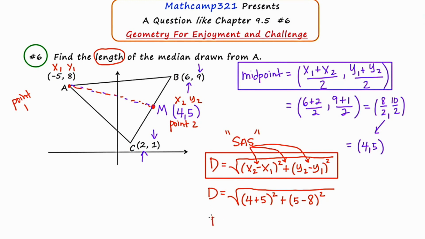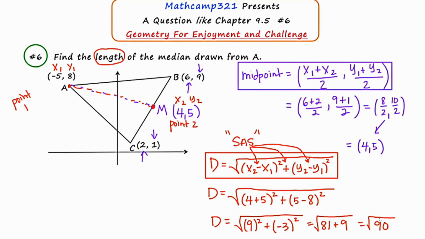Okay, I think I can do one more line here before I've got to find more space. 4 plus 5 is 9, so now we have 9 squared. And 5 minus 8 is negative 3, so we have negative 3 squared. 9 squared is 81. Negative 3 squared is a negative 3 times a negative 3, or positive 9. The sum of 81 and 9 is 90.